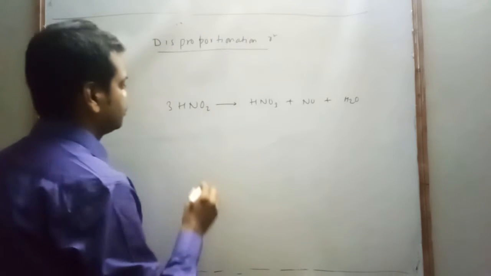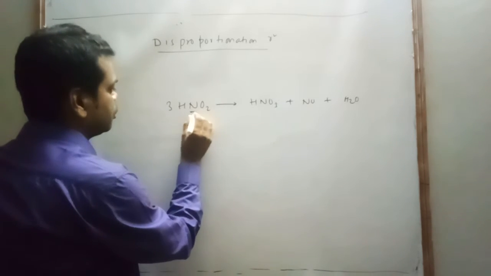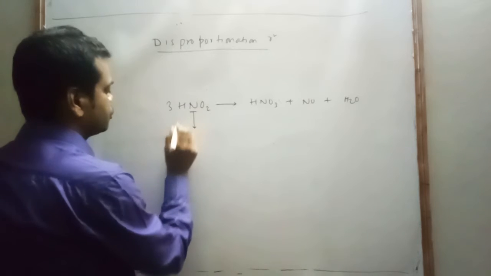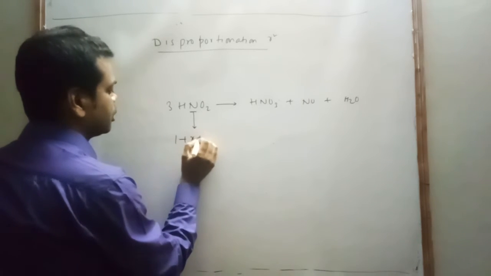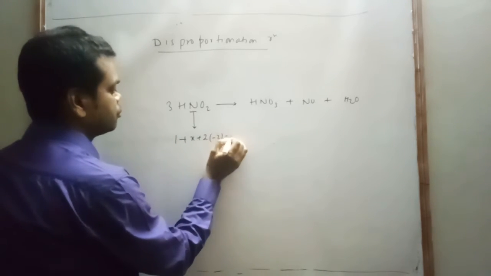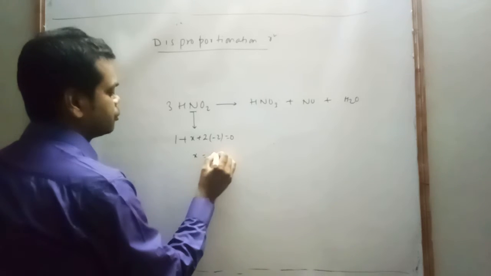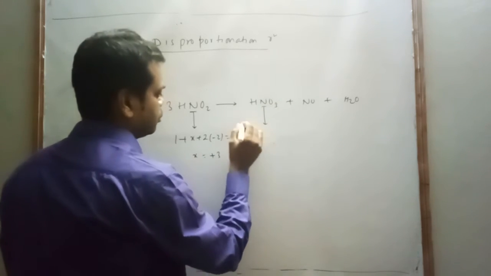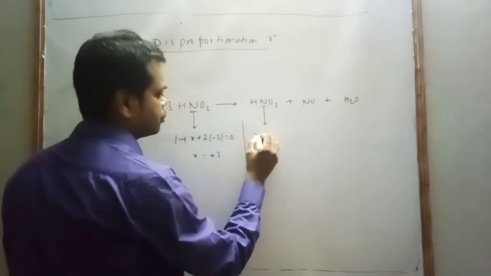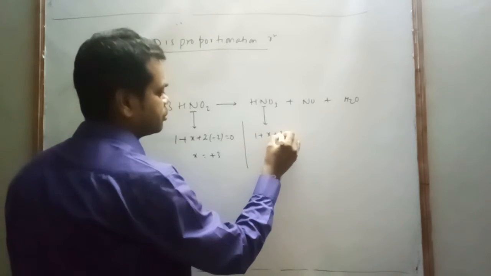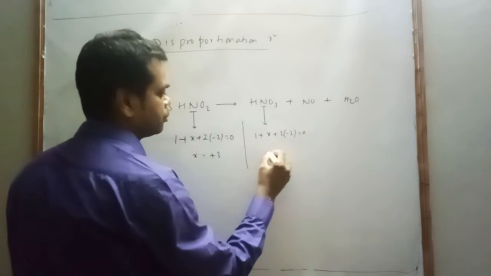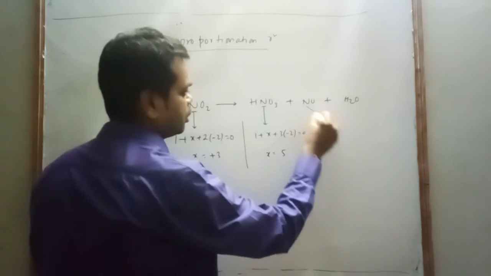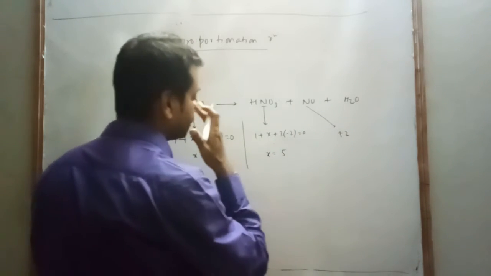Now in this reaction, if you calculate the oxidation number of nitrogen here, hydrogen is 1, nitrogen is X, 2 into minus 2 equal to 0, X will be +3. Similarly, if you calculate the oxidation state of this one, hydrogen is 1, nitrogen is X, 3 into minus 2 equal to 0, X will be +5. Here it will be +2.